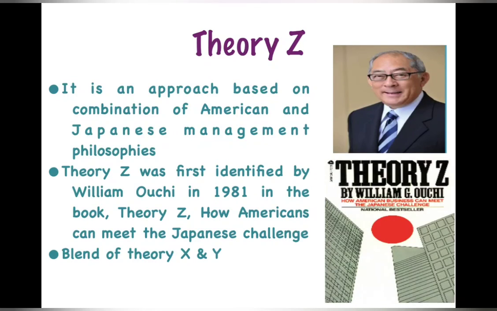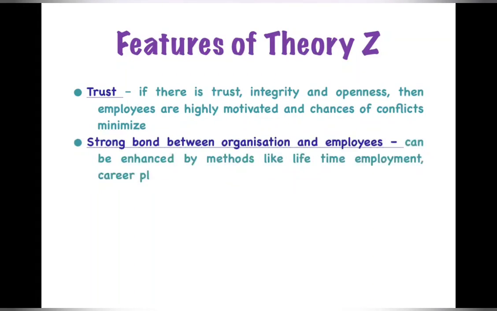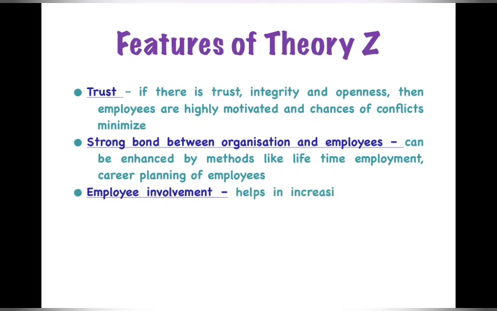So what are the features of Theory Z? First is trust. If there is trust, integrity, and openness, then employees are highly motivated and chances of conflicts minimize. So trust is a very important feature which should exist in the organization in order to motivate employees. Another feature of Theory Z is that there should be a strong bond between organization and employees. How can they develop this strong bond? By methods like lifetime employment and helping them in their career planning.